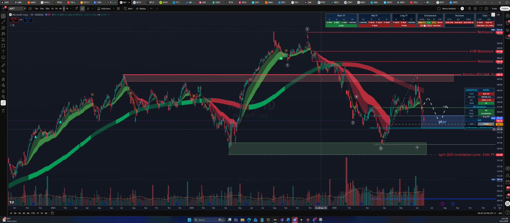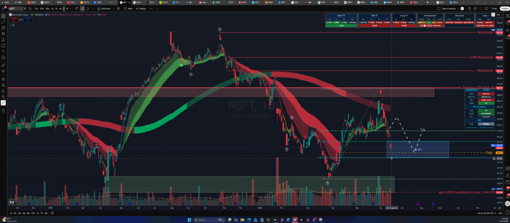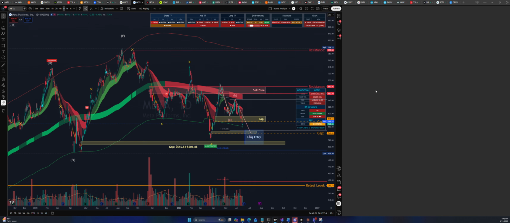See Microsoft in the blue box. So this is why I'm saying I think it's very likely the market has pretty much bottomed, because Microsoft is in the blue box and has completed its retracement.